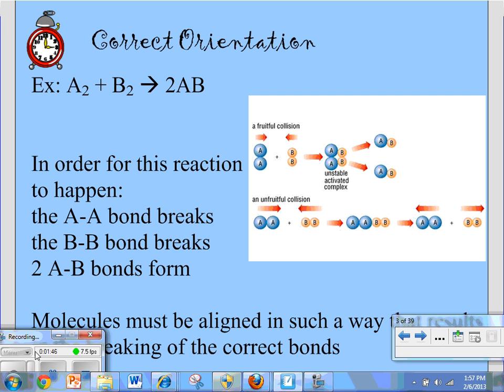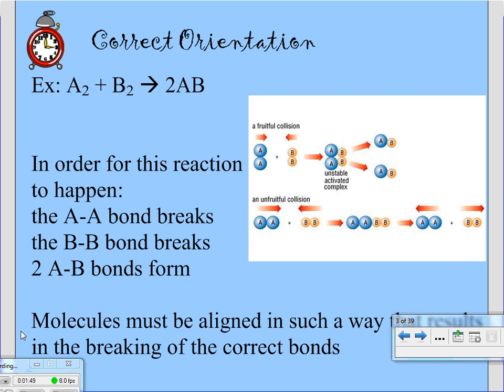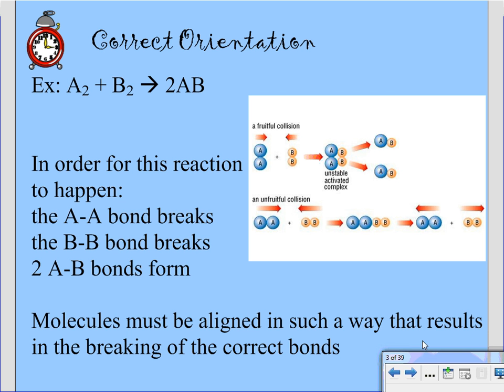Correct orientation, what this means is that in the example, A2 plus B2 yields 2AB. You have two A atoms bonded together and two B atoms bonded together. In order for those to react, you have to break the AA bond and break the BB bond and then form two new bonds between an A atom and a B atom. The correct orientation means that when those two molecules collide, they have to collide in such a way that the right bonds will break. And you can see in this picture, this top one is a fruitful collision.